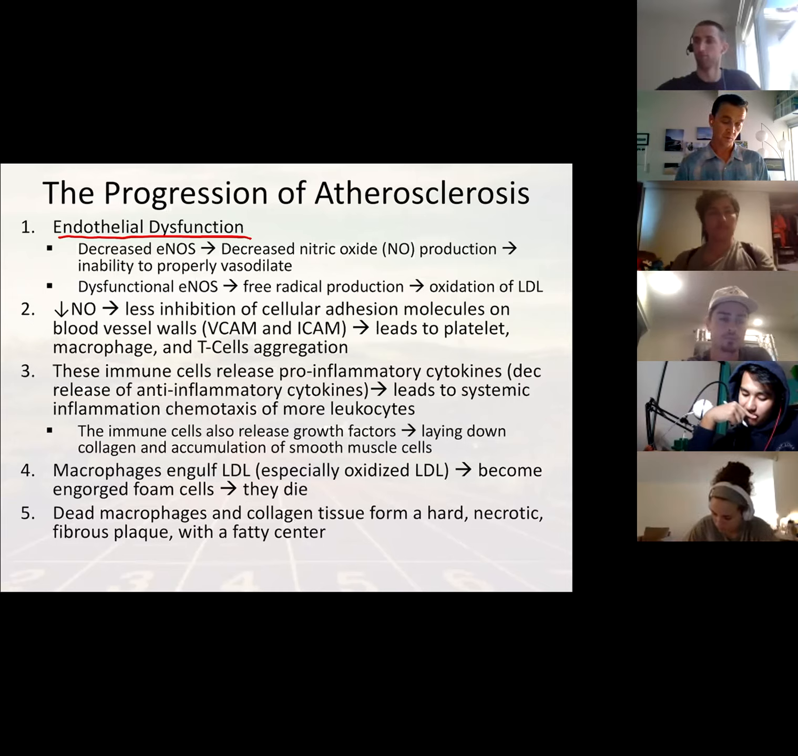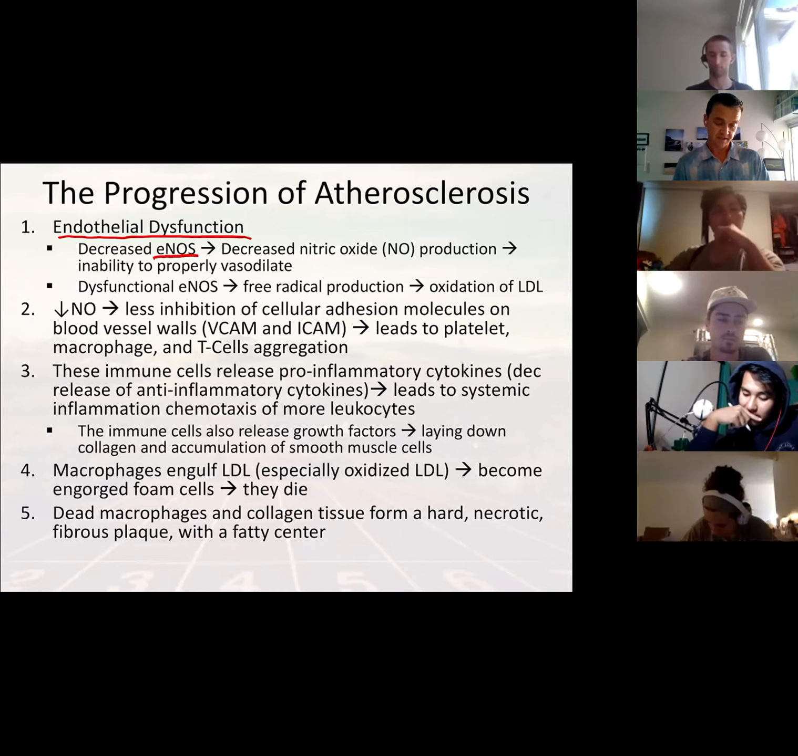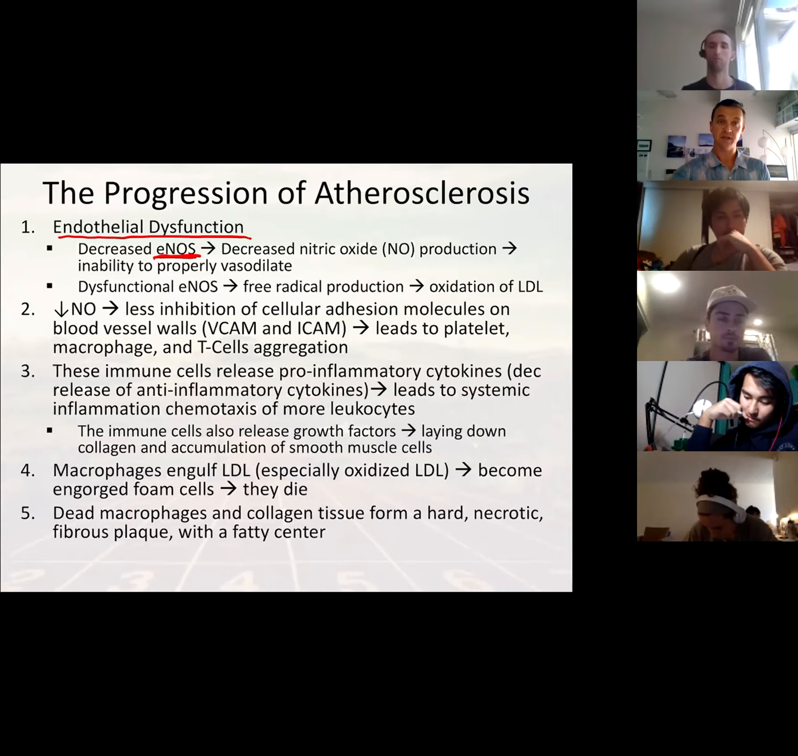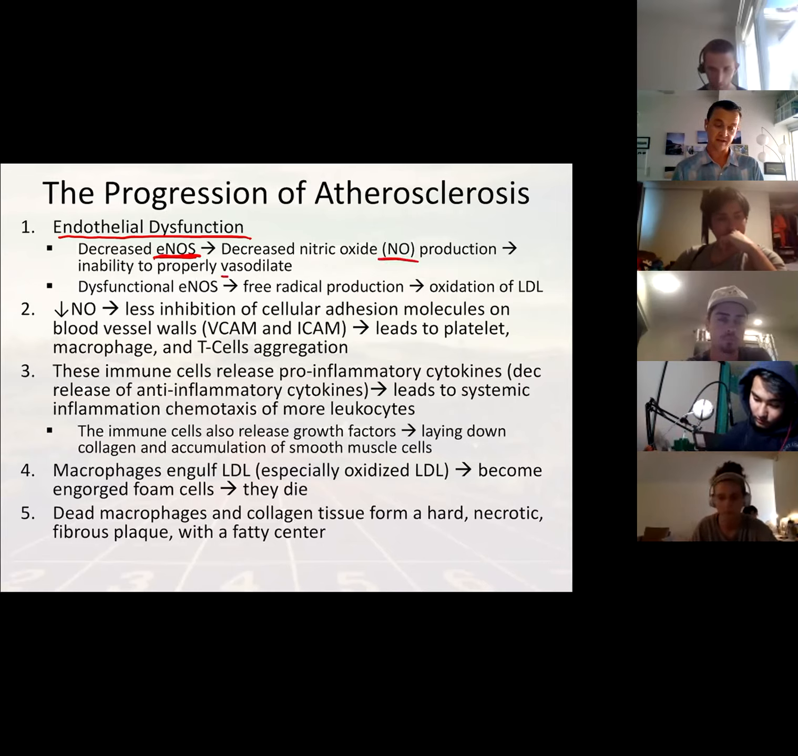One of their main jobs is to use this enzyme right here, which is eNOS, or endothelial nitric oxide synthase. A synthase means that it makes something, right? It synthesizes something, and it makes nitric oxide. Nitric oxide is this product here that's a vasodilator. One of the hallmark signs of the beginning of atherosclerosis, the beginning of cardiovascular disease, is when this endothelial dysfunction starts occurring.